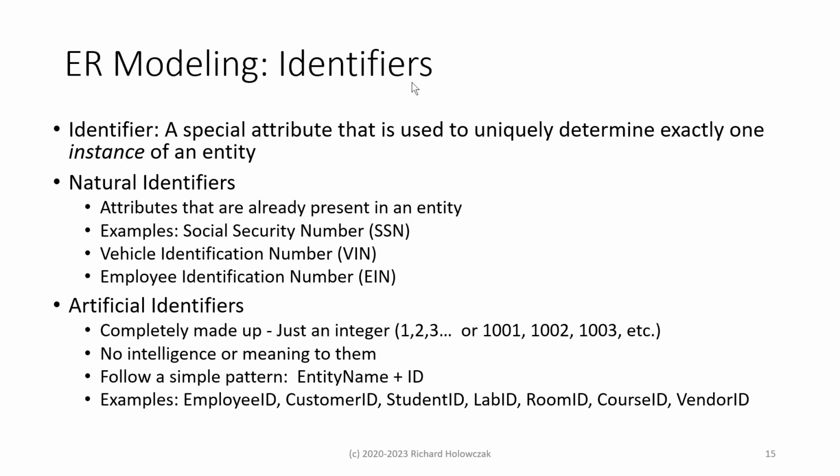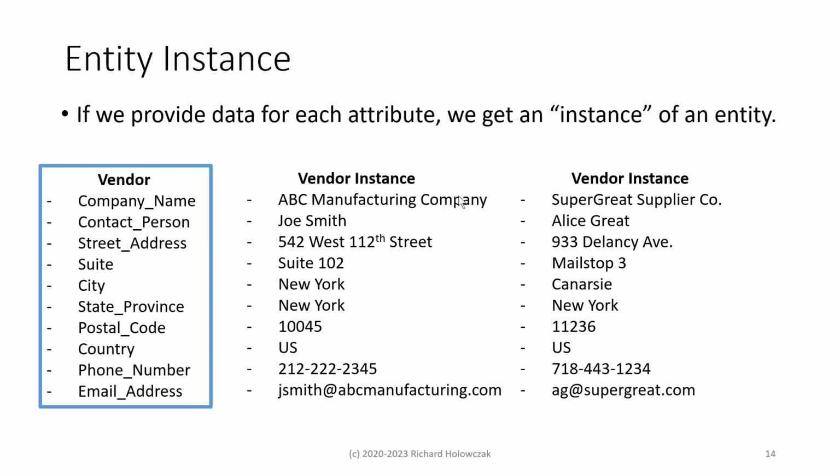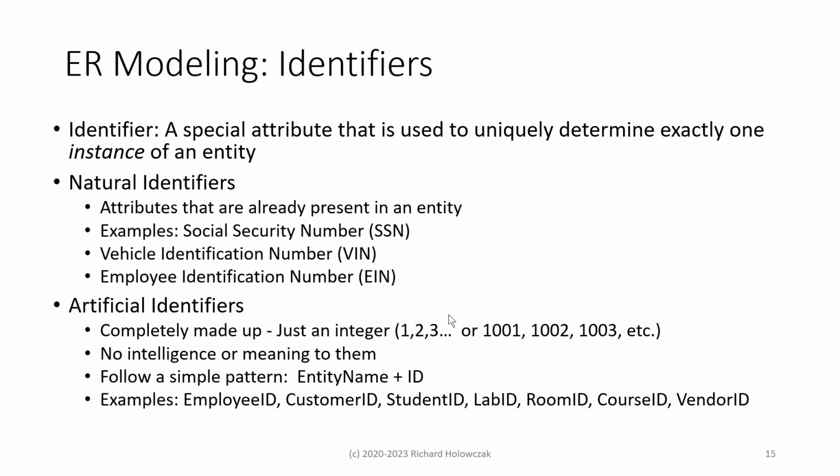Now that's a very long definition. It sounds a little bit confusing. But if you think about it, how can we tell these two instances apart? Well, you could say, yeah, you have to look at the name, you have to look at the contact person, you see all of these differences, this is how we can tell these two instances apart. The job of the identifier is to make that job really, really easy by simply saying something like vendor ID.